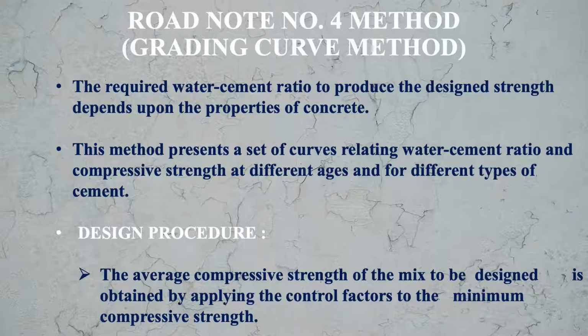First of all, the average compressive strength of the mix to be designed is obtained by applying the control factors to the minimum compressive strength.